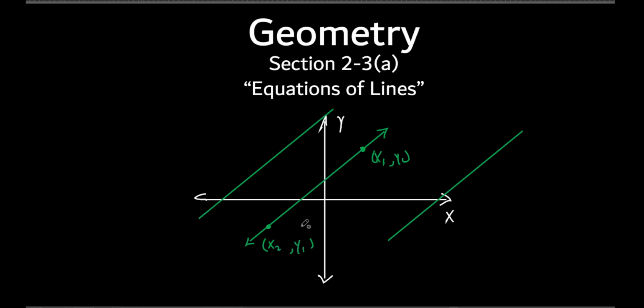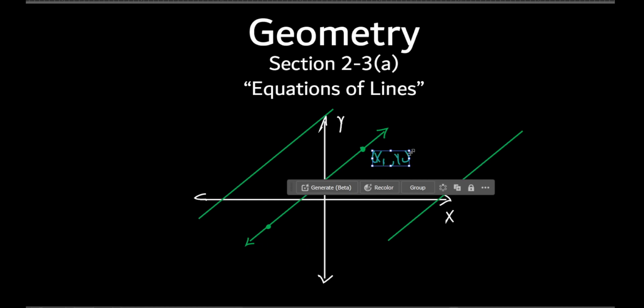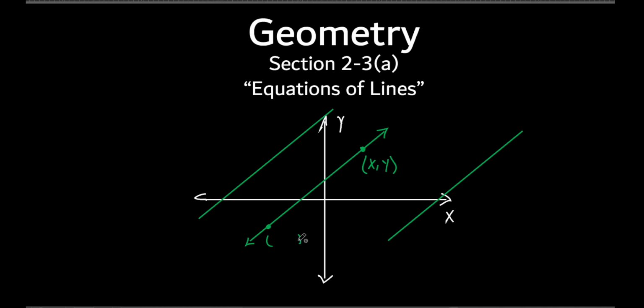But sometimes they'll do this. Instead of using the 1s and the 2s, sometimes they'll just do this. Instead of calling it x1, y1, they might call one of the points just xy. But I can't come down here and just call this xy, can I? Because it would be the same point as this. So I have to call it something different.